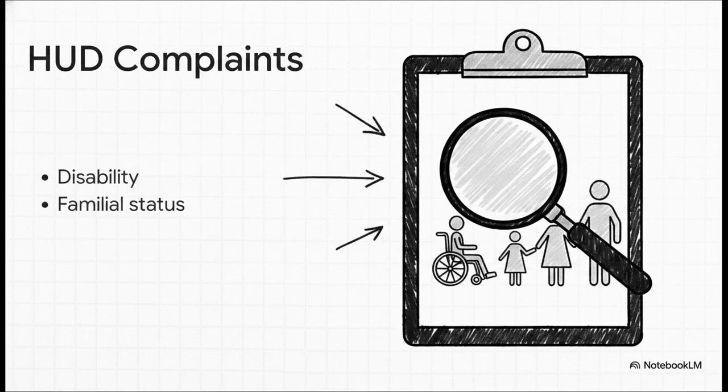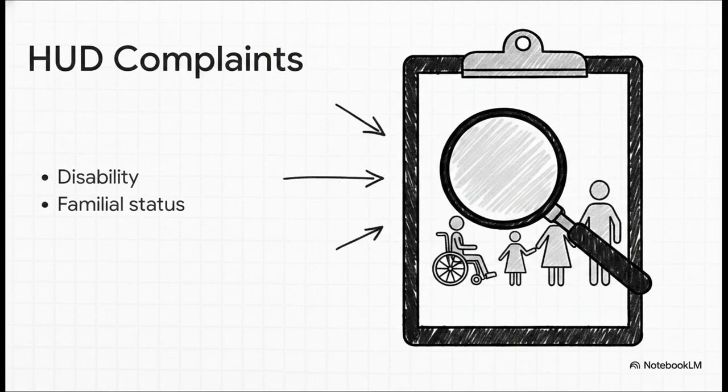To put this into a modern context, the U.S. Department of Housing and Urban Development, or HUD, regularly tracks and investigates housing discrimination complaints. And the data tells a really clear story. A ton of today's most frequent complaints involve allegations related to disability and familial status.